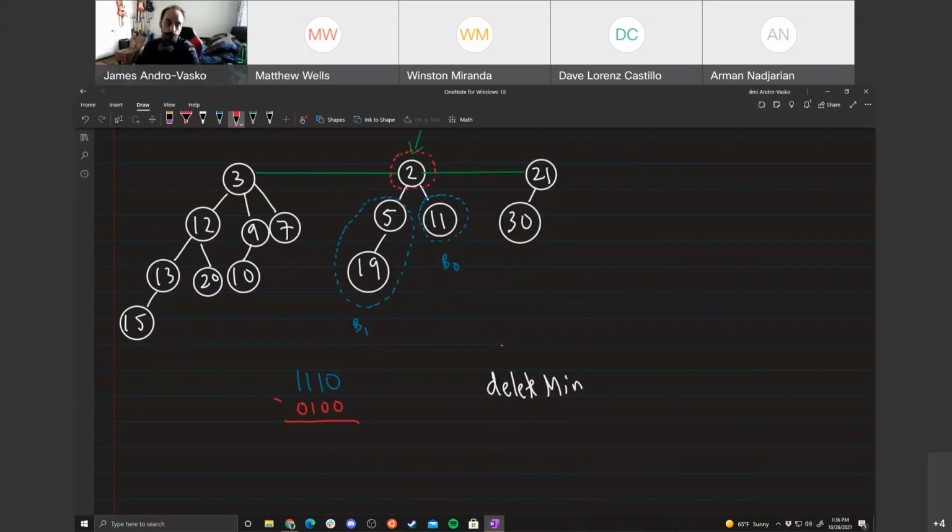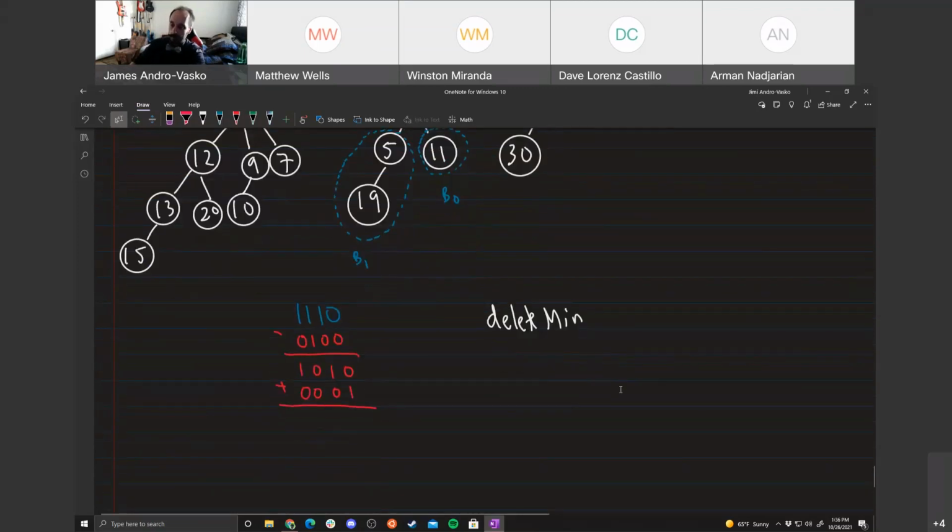A B2 tree was removed, basically. So our result for right now is going to be 1, 0, 1, 0. But then we're going to have to combine a B0 tree, which is not going to cause any real problems because we can just combine that to get 1, 0, 1, 1, which is just fine. And then plus we're going to have to merge a B1 tree.